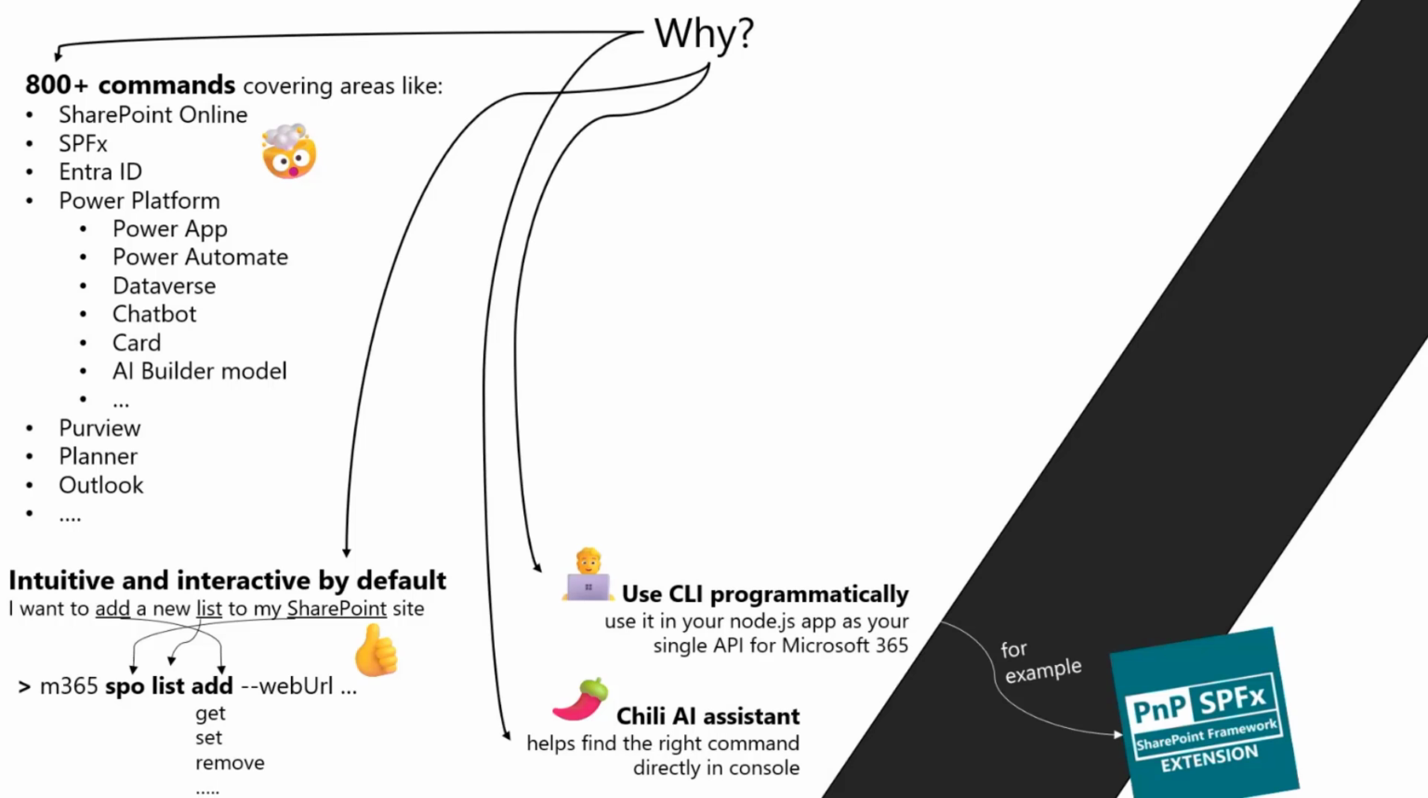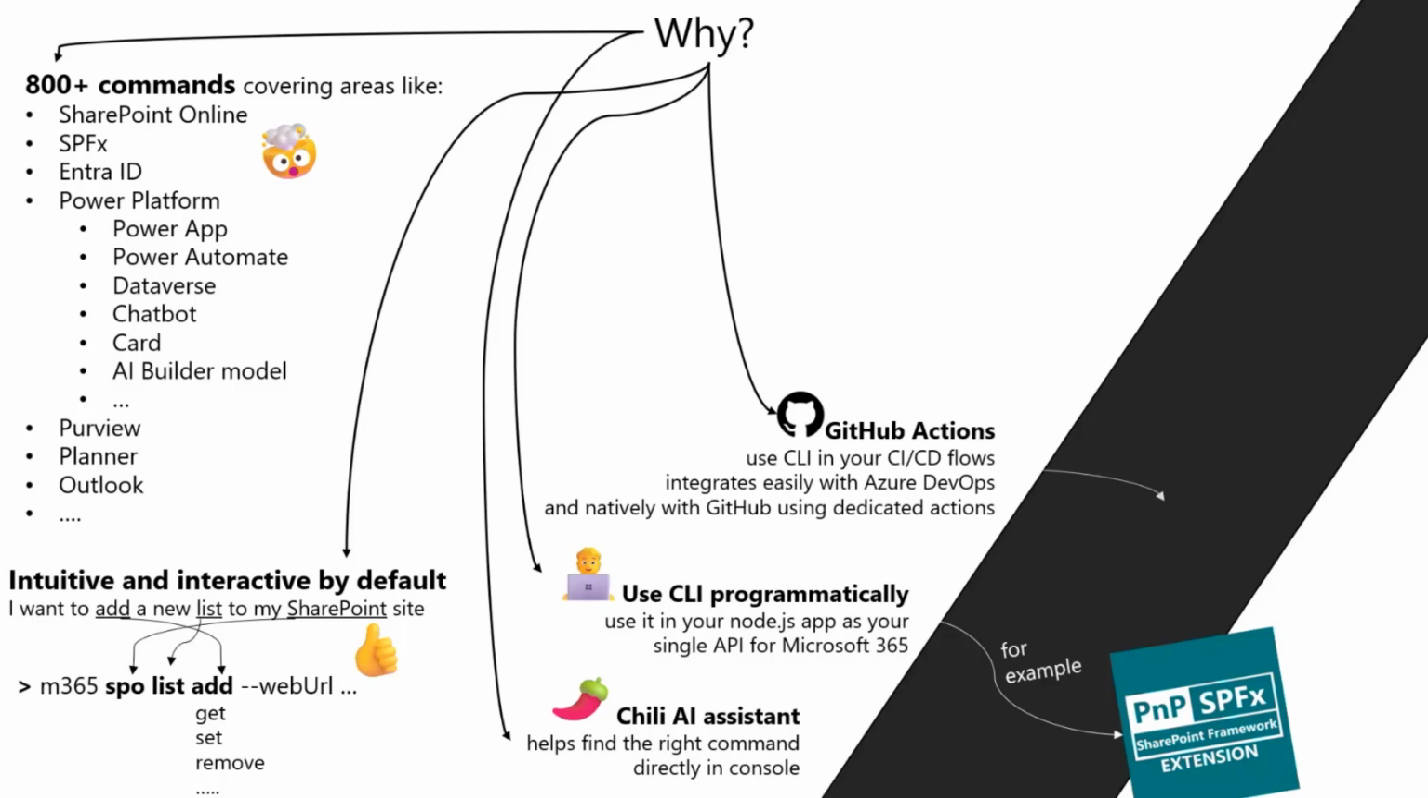CLI can be used in code in a Node.js app as your single API for your app. So this is really, I would say, a unique kind of thing for a command line tool. And CLI integrates easily with CI/CD pipeline flow, so it integrates easily with Azure DevOps or GitLab, and with GitHub, we can say it integrates natively because we expose GitHub Actions that you can just get from the GitHub workflow store, marketplace, whatever it's called, and just use it here.